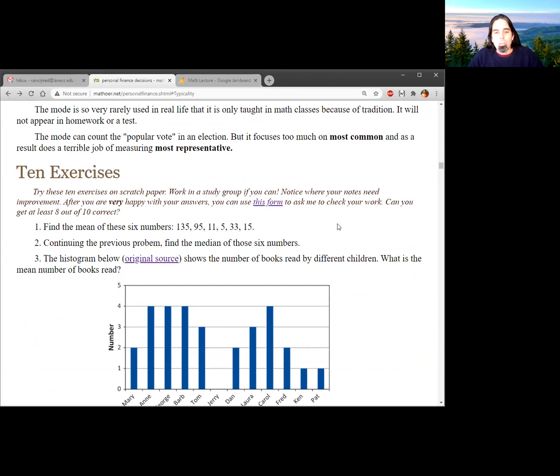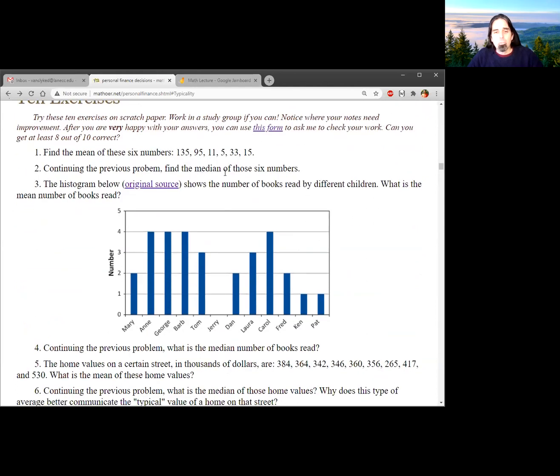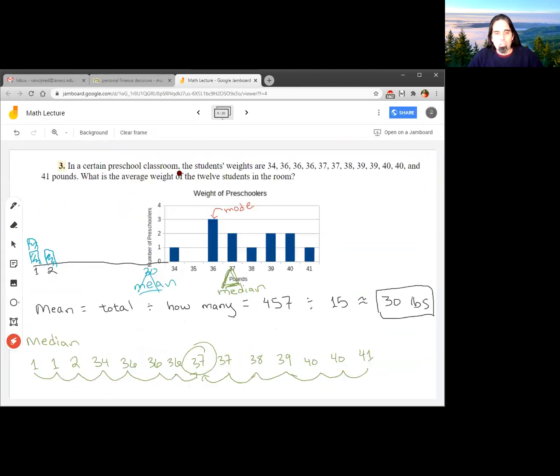So let's look at the kinds of homework you'll have. Can you find the mean of these 6 numbers? Can you add them up and divide by how many? Can you find the median of those 6 numbers? Remember, you have to sort them first. Your list has to start with what's smallest and go to what's biggest. Otherwise, the thing in the middle won't make any sense.